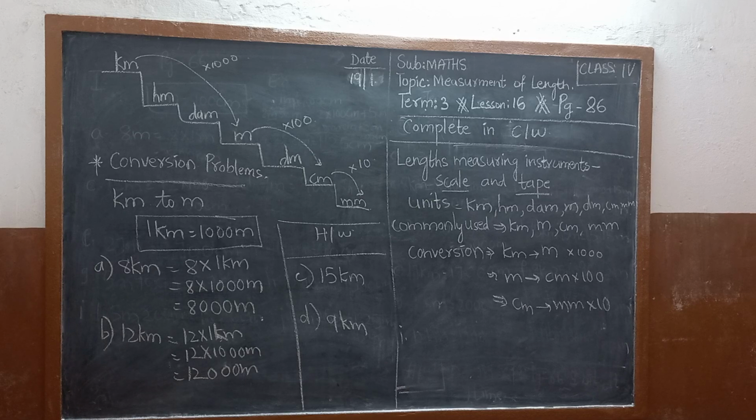Kilometer is the largest unit. Apart from the kilometer we don't have larger units, right? Kilometer is a very big unit. After kilometer, the next smaller is hectometer, HM. Next is DAM, decameter, then meter. Next are decimeter, centimeter, millimeter. Millimeter is a very small unit.